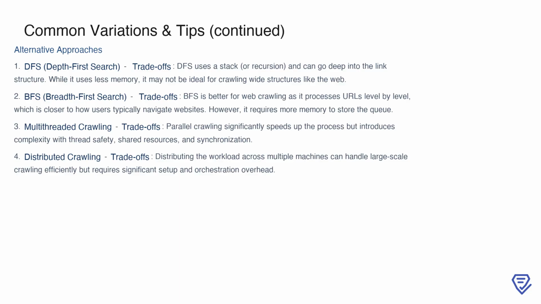Multi-threaded crawling represents another powerful approach, as it can significantly speed up the process. However, it also introduces complexity, such as ensuring thread safety and managing shared resources. For large-scale crawling tasks, distributed crawling can be an effective solution. By distributing the workload across multiple machines, you can handle vast datasets efficiently. However, the setup and orchestration involved add significant overhead, so it's important to weigh these factors based on the problem's requirements.